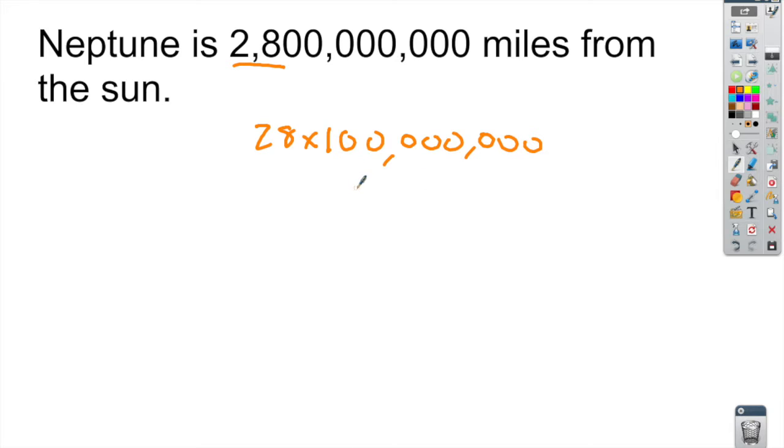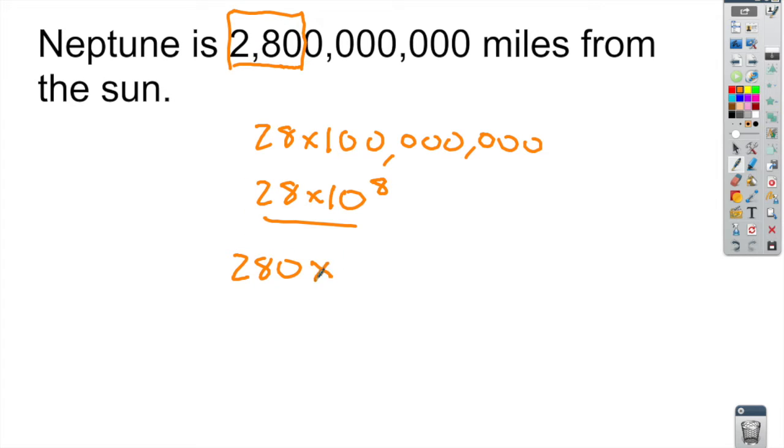28 times 100 million, which would then convert into 28 times 10 to the 8th power. All right, so this would be your answer. But let's say somebody else in your company, your lab, did it a little bit differently, and they chose to do 280. So they have 280 times 10 million, which would then convert into 280 times 10 to the 7th.